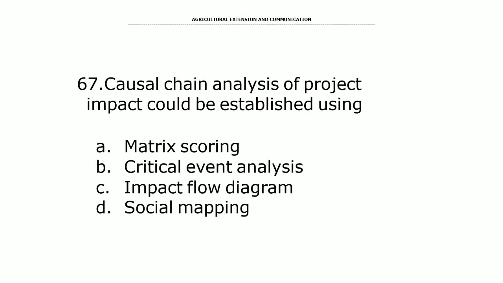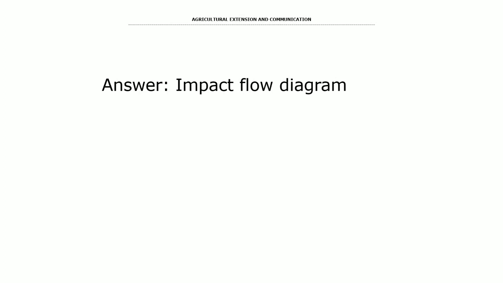Number 67. Causal chain analysis of project impact could be established using A. Matrix scoring, B. Critical event analysis, C. Impact flow diagram, or D. Social mapping. The answer is impact flow diagram.